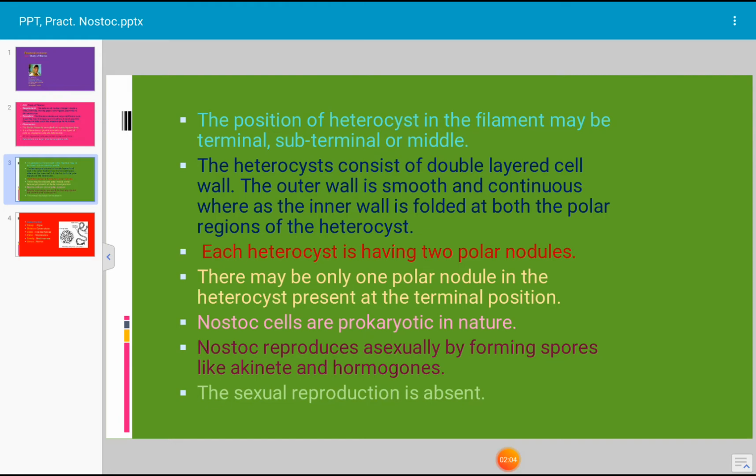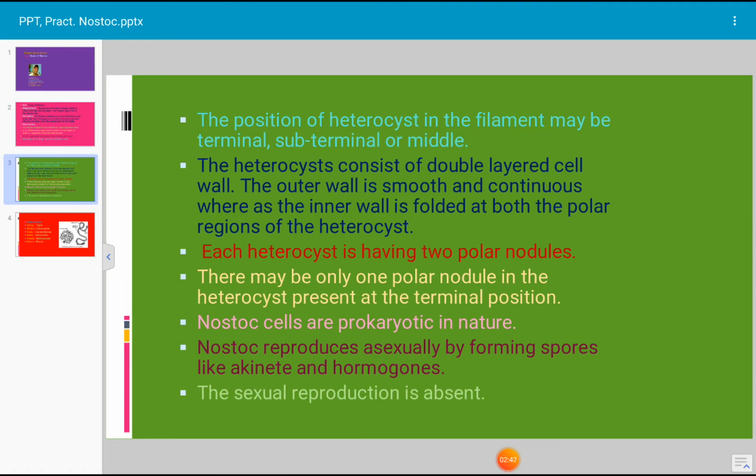The heterocyst consists of a double-layered cell wall. The outer wall is smooth and continuous, whereas the inner wall is folded at both the polar regions of the heterocyst. Each heterocyst has two polar nodules. There may be only one polar nodule in the heterocyst which is present at the terminal position of the filament. Nostoc cells are prokaryotic in nature. The nucleus is not well developed.